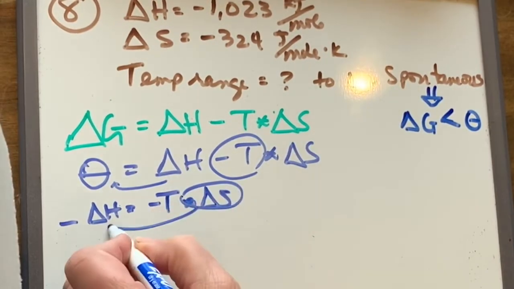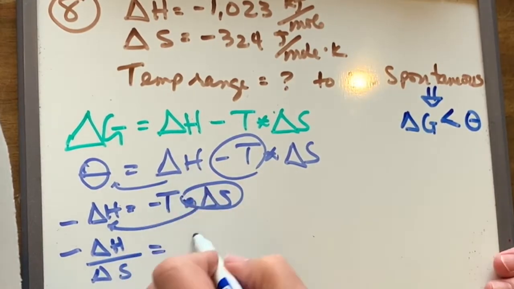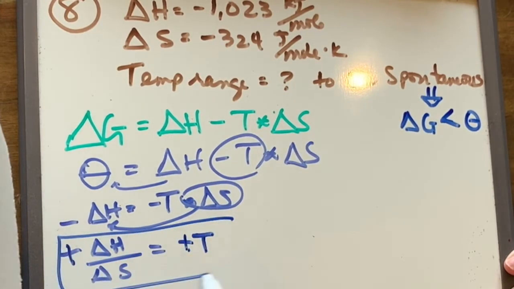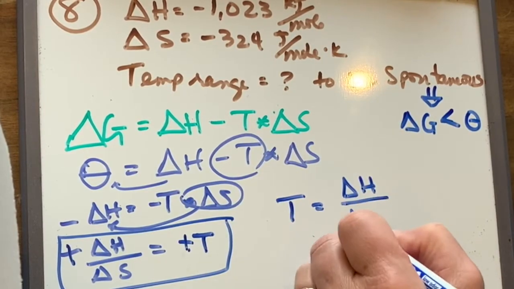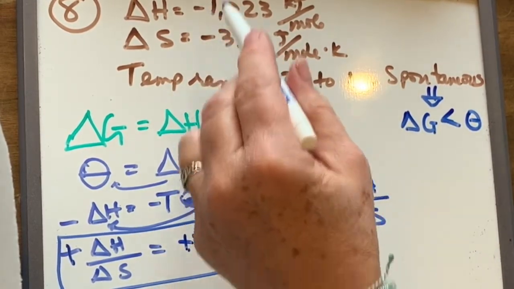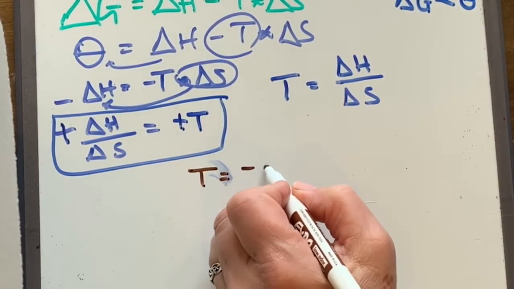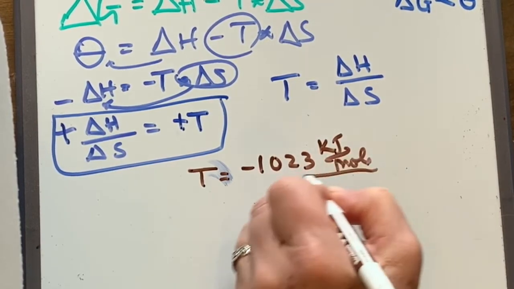Now we're going to move that delta S over. So we have minus delta H over delta S equals minus T. Now, the nice thing about those minuses, this minus and this minus will cancel each other out, so we don't have to worry about that. So here's the formula we're going to work with: T equals delta H over delta S. Do we have that? Absolutely. Look at this. We've already got that. T equals delta H, which is minus 1023 kilojoules per mole.